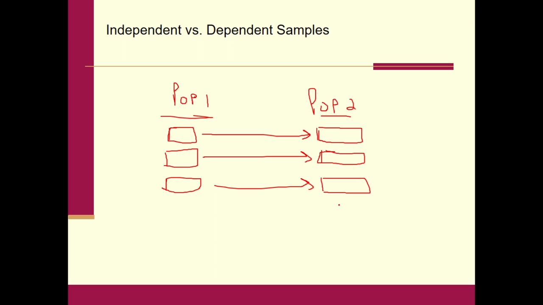Okay, so dependent samples. So meaning the one sample is dependent upon the other one. Okay, and so meaning the people that are in the two populations, or the things that are in the two populations, they are kind of linked. Okay, they're dependent.